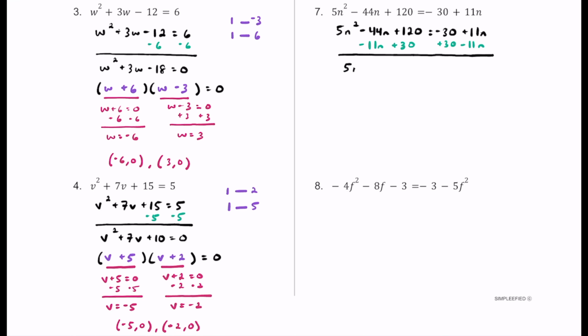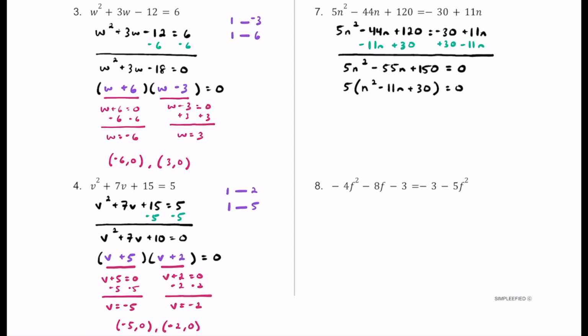So the 5n squared is going to stay the same. Negative 44n take away 11n should be negative 55n. And then 120 plus 30 should be 150. And this should now all equal 0. You could try factoring right away, but I noticed that everything is divisible by 5, so I'm going to pull out that GCF. If you do that, you're going to be left with n squared minus 11n plus 30 is going to equal 0.